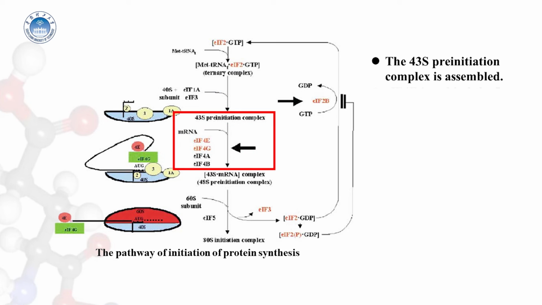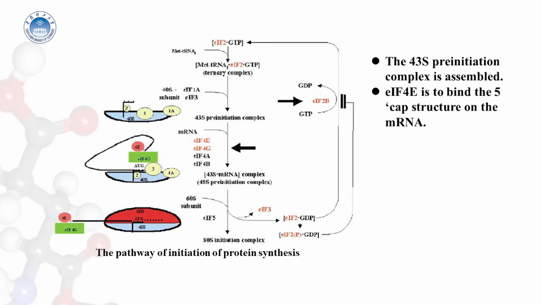This step is followed by the binding of mRNA to form a 48S pre-initiation complex, a process that usually requires initiation factors eIF4E, 4G, 4A, and 4B. The role of eIF4E is to bind to the 5' cap structure of the mRNA and to associate with eIF4G. The eIF4G also binds to eIF3, thus forming a bridge between the mRNA and the 40S ribosome subunit.